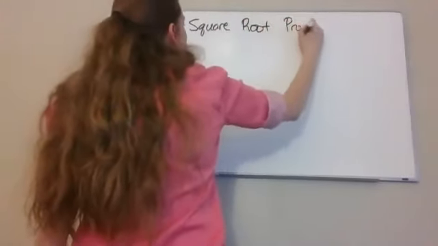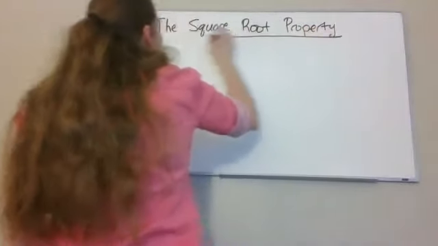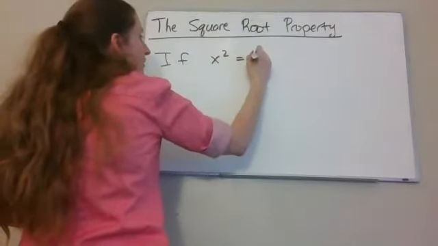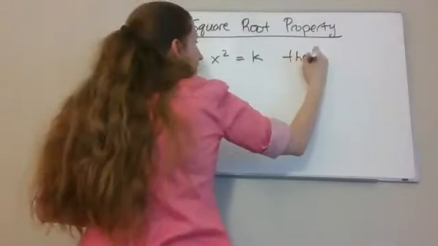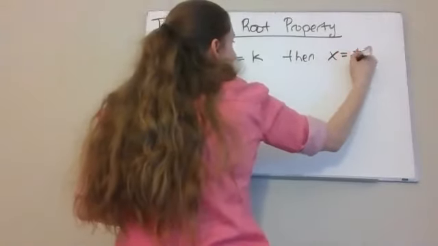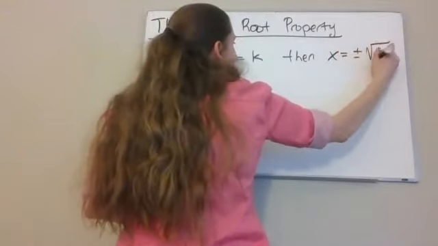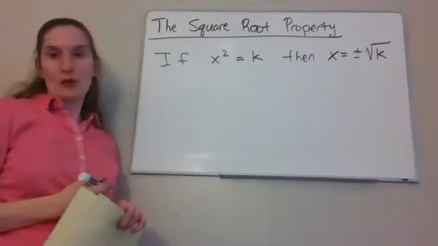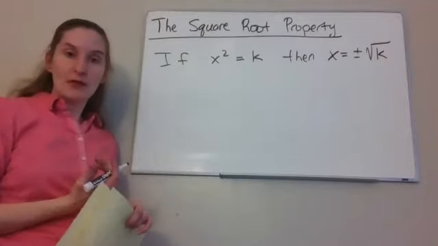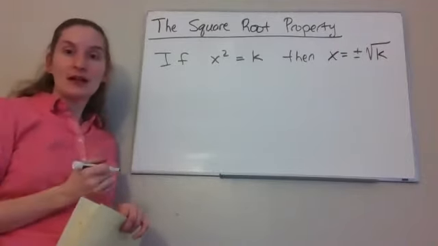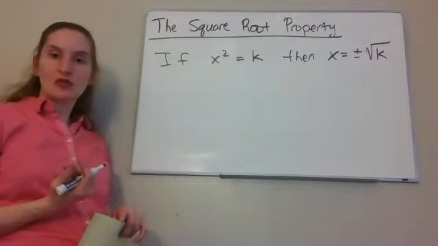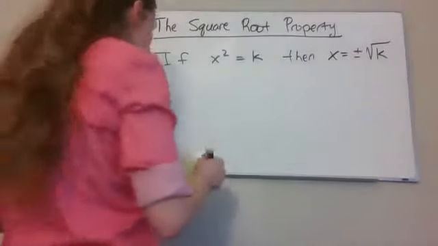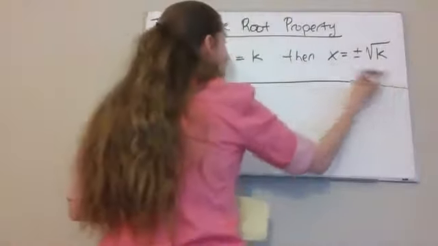So the square root property says that if x squared is equal to some number k, then x equals plus or minus the square root of k. This just says you can take the square root of both sides of your equation. When you take a square root of both sides, you need to use that plus or minus, because there are two possible solutions to this, the positive square root and the negative square root. So let's do some examples where we use this property.